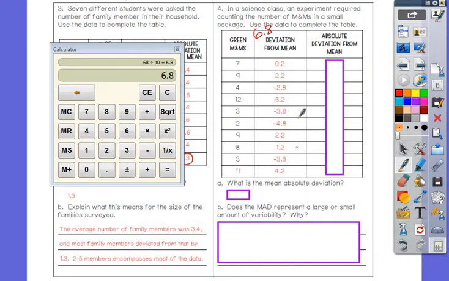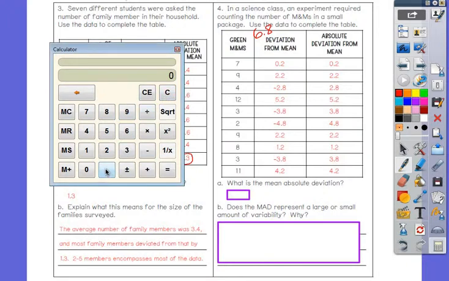So, step 3 says find the absolute value of all that. Well, the absolute value is the positive form of all those numbers. So here's my absolute deviation. They're all positive. So to find the mean, I need to add all of these up and divide by 10 because there's 10 different bags.